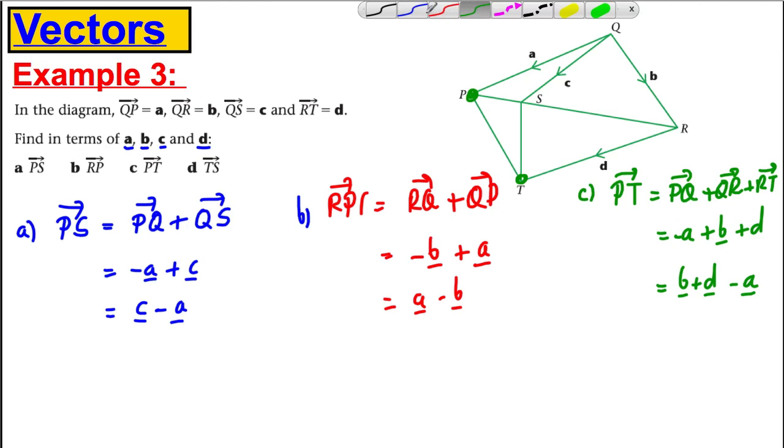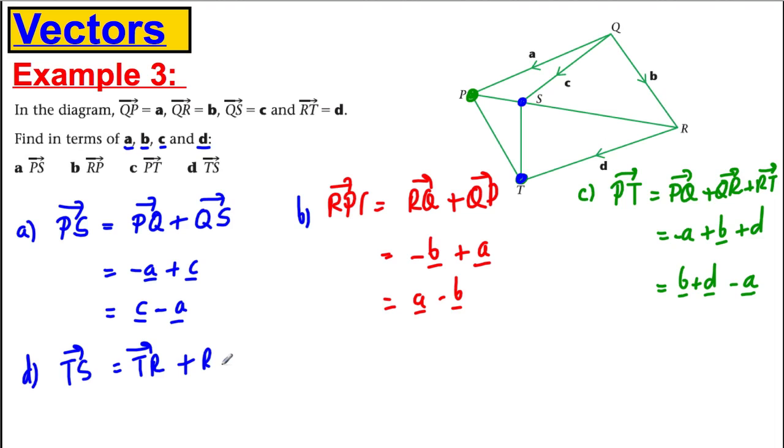And the last one, T to S, how would we get from T to S there? Well, what we could do, if we want to go from T to S, we could go T to R, and then we go R to Q, and we go Q to S. So T to R would be negative D, R to Q would be negative B, and Q to S would be plus C. And we'd probably just write that as C subtract B subtract D, and we're done.